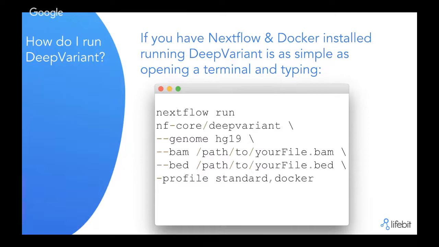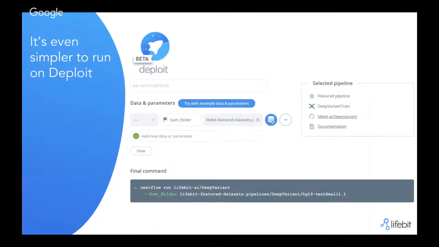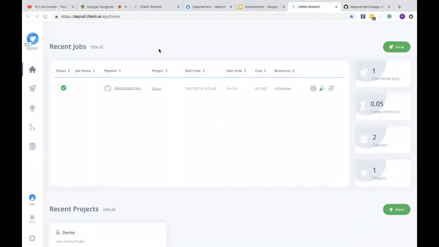Yeah, exactly. So Nextflow has GitHub integration, so it pulls all the data you need for you, and all you need is to supply the BAM file, and then everything else is taken care of for you, and you can generate your VCF results. And then if that seemed like too much work and maybe you don't have Nextflow or Docker installed, then you can even run it through Deploy, where it's even easier. And so I'll just show you how that can be done.